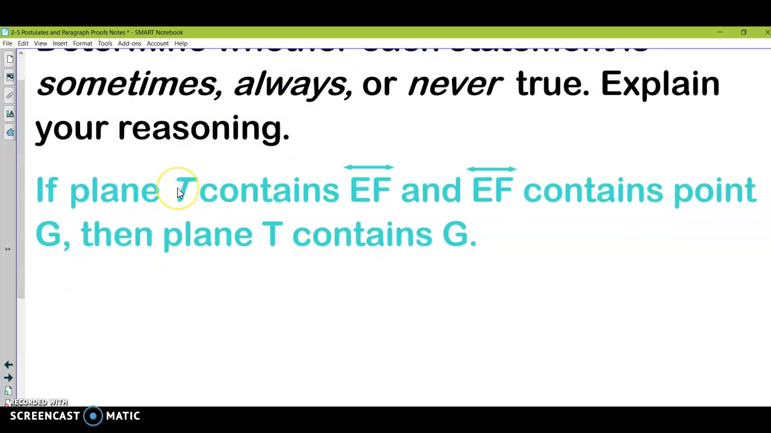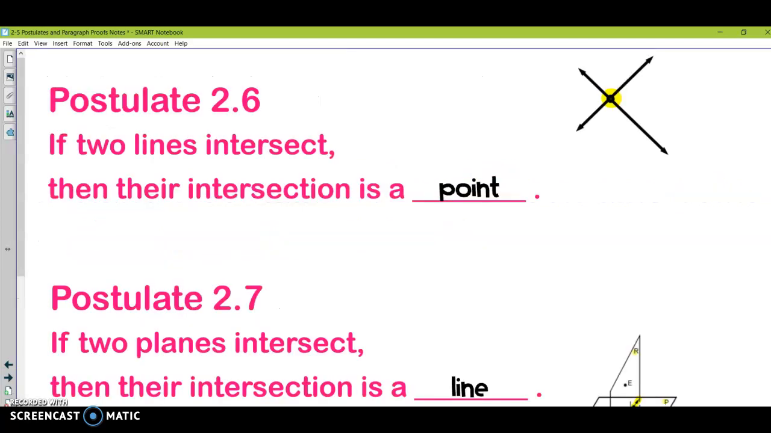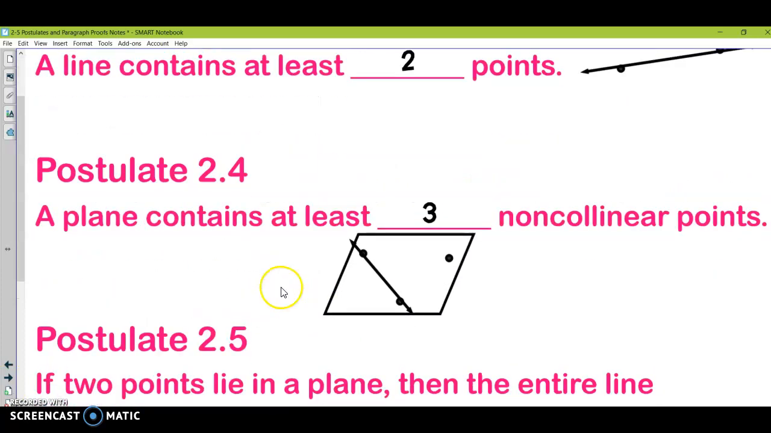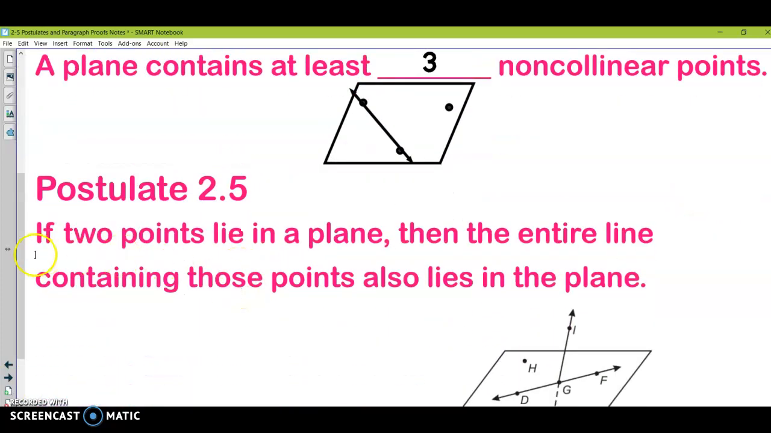So here's the first one. If a plane T contains line EF and line EF contains point G, then T contains point G. So we can say that this is a statement that is always true because of one of our postulates. So let's go back and see which postulate was that. What was the if-then statement? Right here, it was postulate 2.5. It says that if 2 points lie in a plane, then the entire line containing those points lies in the plane. So that would justify that statement.